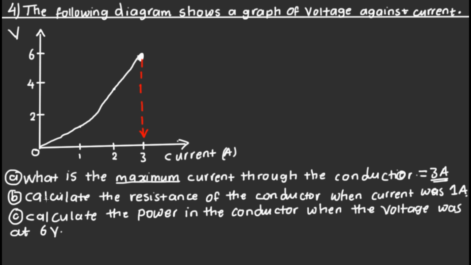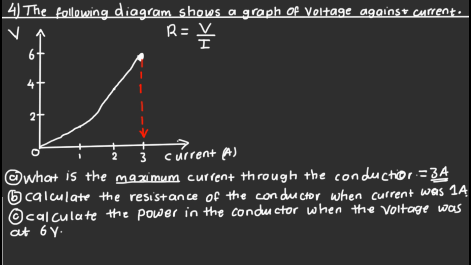Then we move on to question B. Calculate the resistance of the conductor when the current was 1 amp. So what is the formula for resistance? We're going to use Ohm's law. Resistance is equal to voltage divided by current. So remember, current is given as 1 amp, but voltage is not given. Since we are given a graph, we need to use the current to find the voltage.